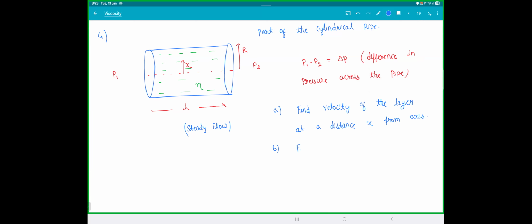Find the volume flowing per second through the pipe. How much liquid is flowing through this pipe every second? Find the velocity gradient dv by dx. Now remember, this is not a thin layer, so you can't use that formula. dv by dz is not equal to v2 minus v1 by z2 minus z1.